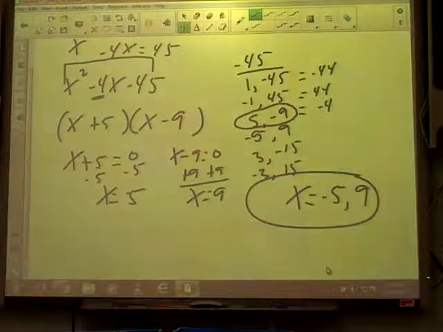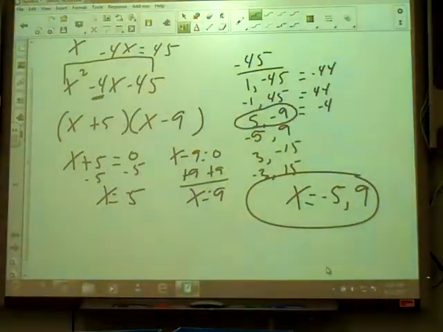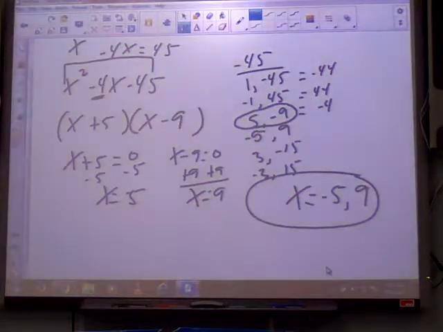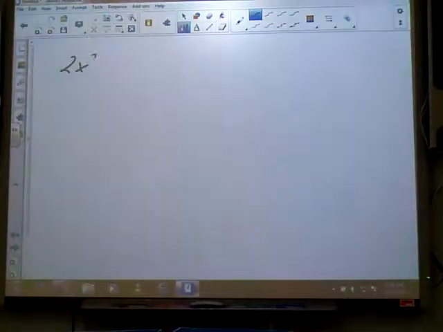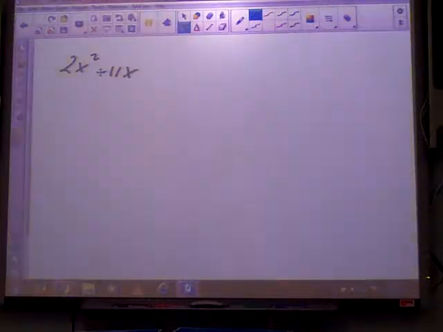Okay, now, what if the A is not 1? That's when factoring gets a little bit more difficult. Not too bad, but it adds another step. So let's look at one of these. I've got 2x squared minus 11x plus 12 is equal to 0.